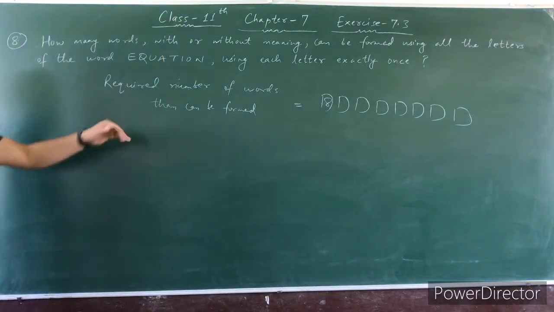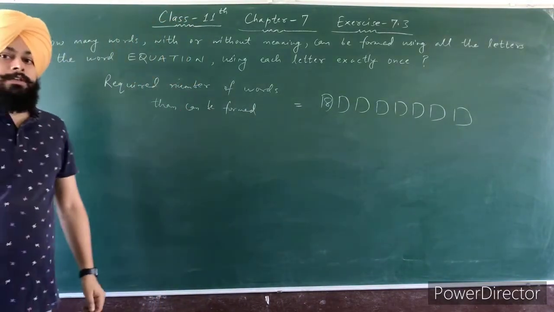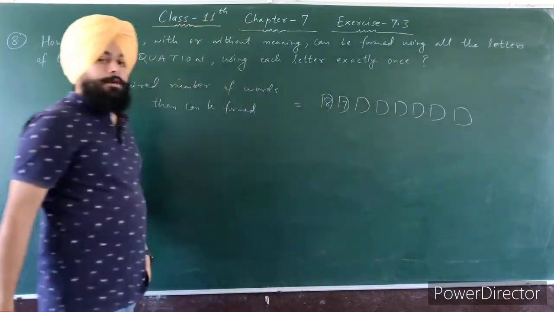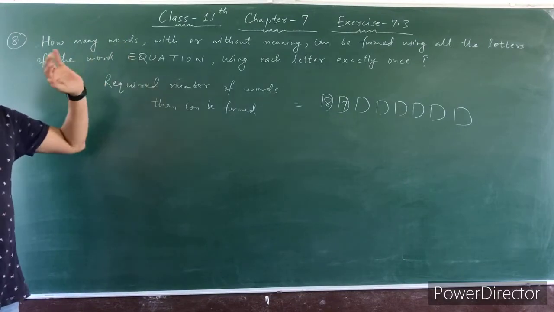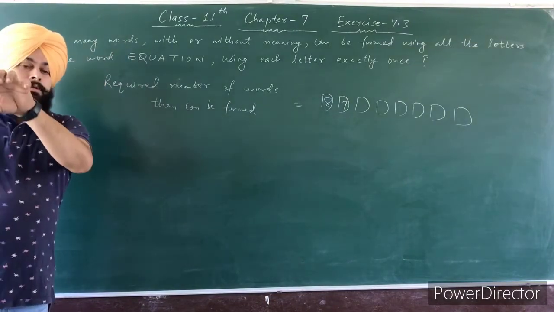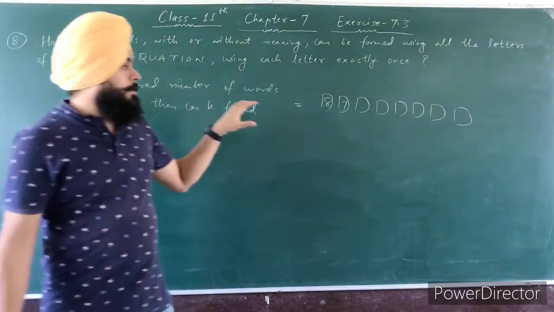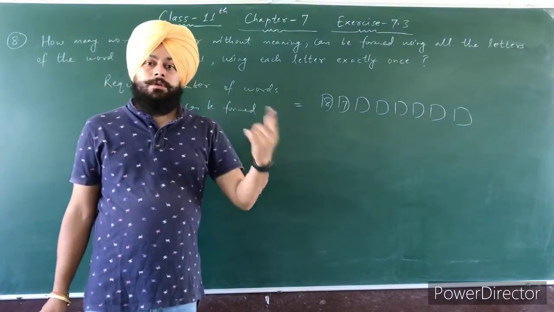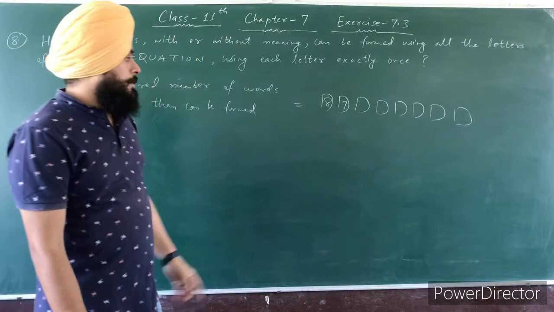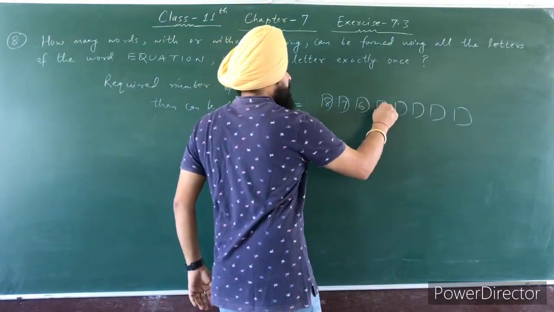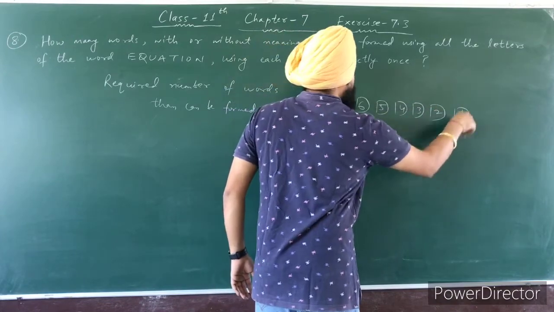Now in the next box, how many chances are there? There are 7 chances. Why? Because one letter cannot be put in a word more than once. So there are 7 chances, and the next time 6 chances, then 5, 4, 3, 2, 1.